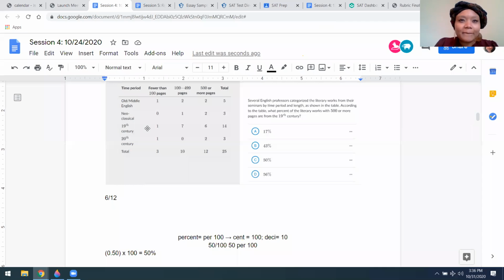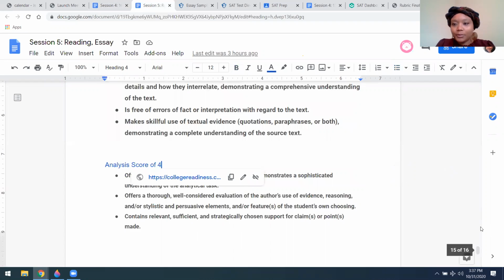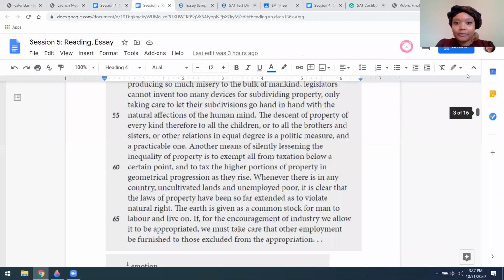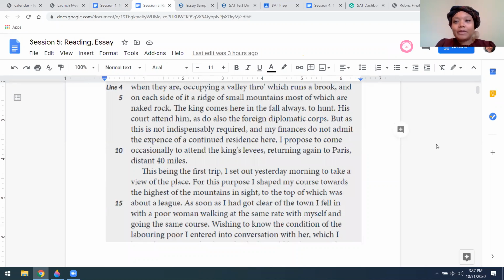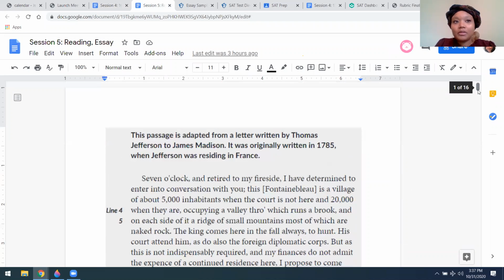So now we're going to go on to reading. Oops, I'm still in the essay part. Reading. Now, this is a different Google Doc. I would recommend reading it on your own computer, because it's harder to read when I share my screen. I will keep the screen up, but it's better for you to read it on your computer.